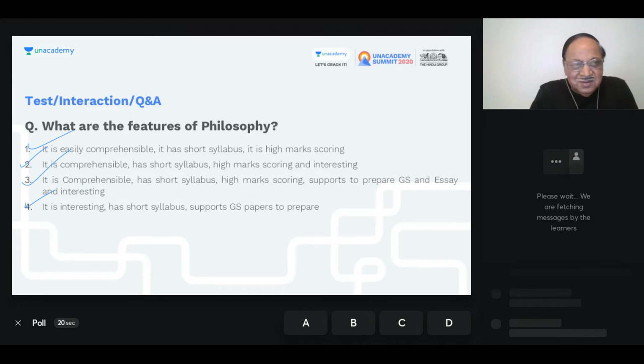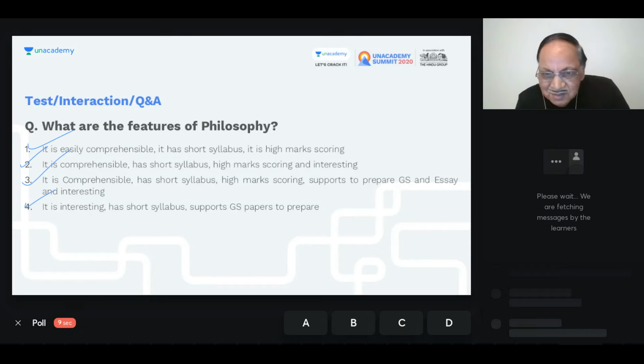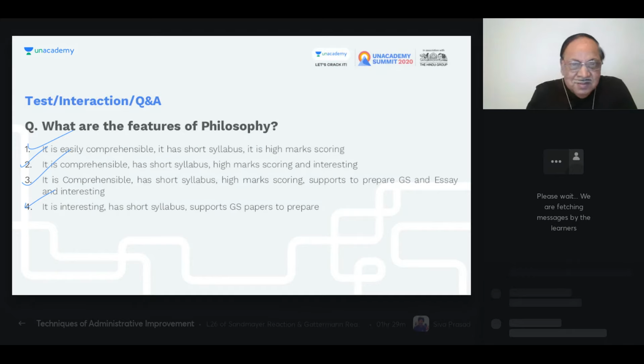Good. Yes, yes, very good. Most of you have given the very correct answer that philosophy has these features.